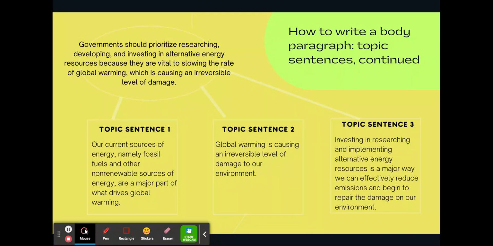And then topic sentence 3, investing in researching and implementing alternative energy resources is a major way we can effectively reduce emissions and begin to repair the damage to our environment. So topic sentence 3 will bring everything full circle, and that paragraph will be dedicated to showing why it's important to invest in alternative energy resources. So it comes full circle back to the original claim of the thesis.